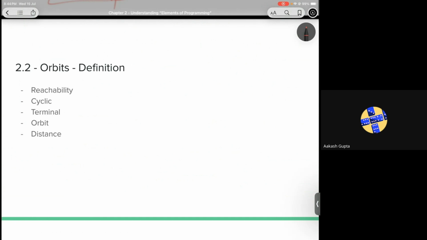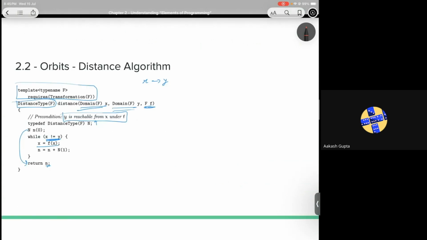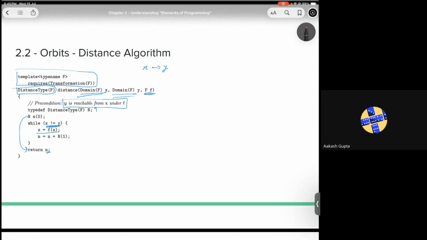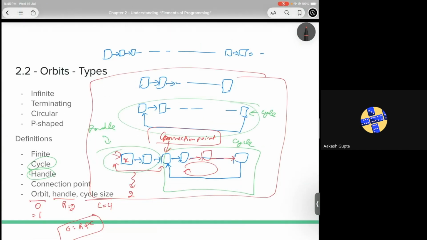And distance, we saw that distance is a directed function. Basically, distance of x comma y may not be equal to distance of y comma x. And if our structure is not cyclic, only one of distance x comma y and distance y comma x is defined, assuming x is not equal to y. If x is equal to y, then distance is defined as 0. In that case, it is reflexive. Then we covered the distance algorithm, which was trivial, so we can skip this.